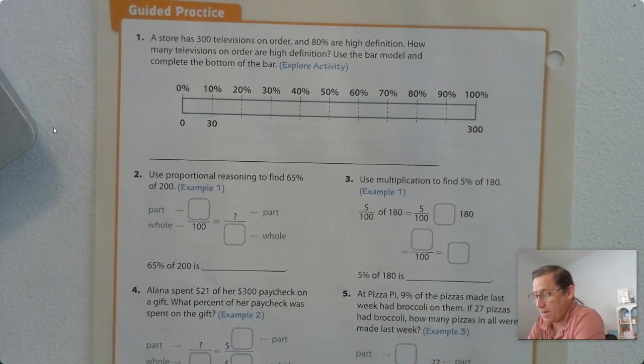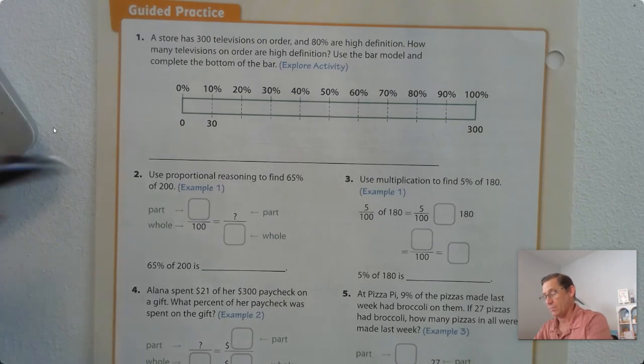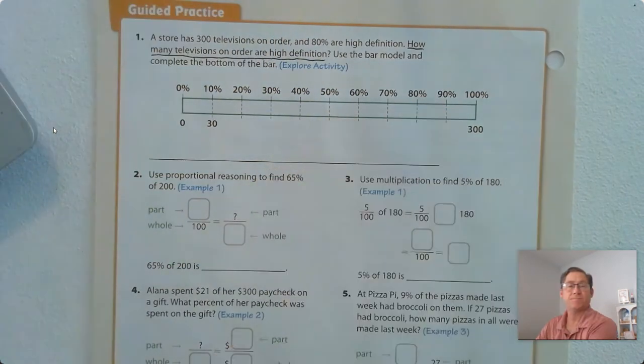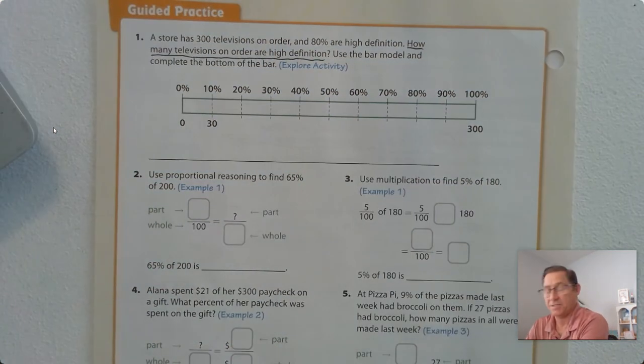A store has 300 televisions on order, and 80% are high definition. How many televisions on order are high definition? Use the bar model and complete the bottom of the bar. All right, so how many televisions on order are high definition?